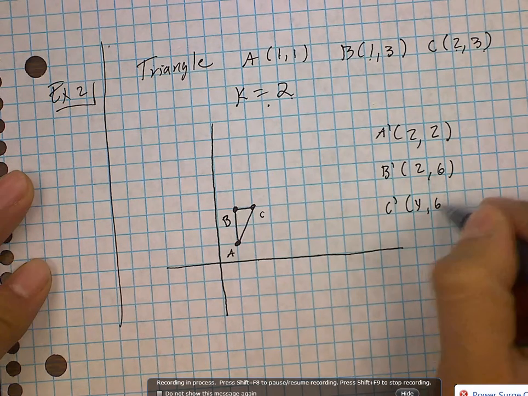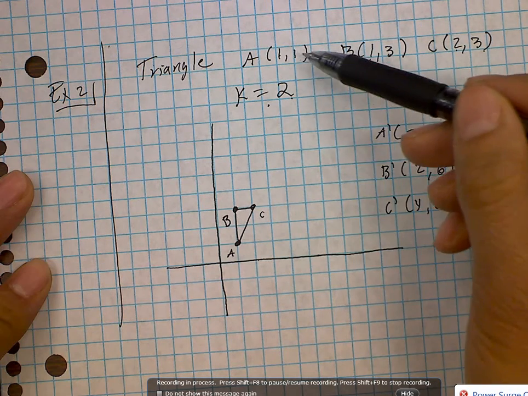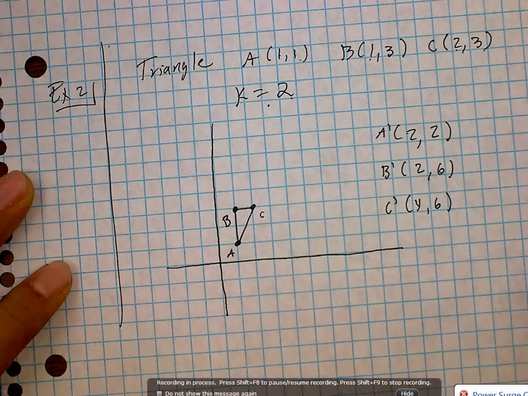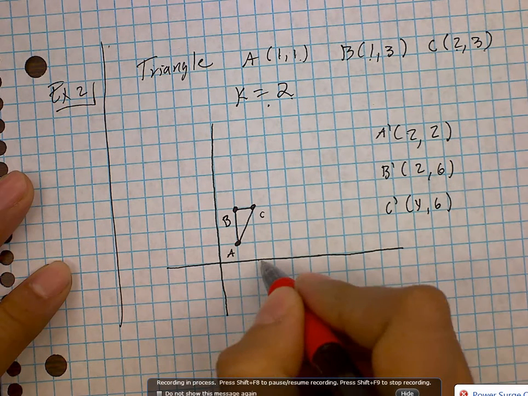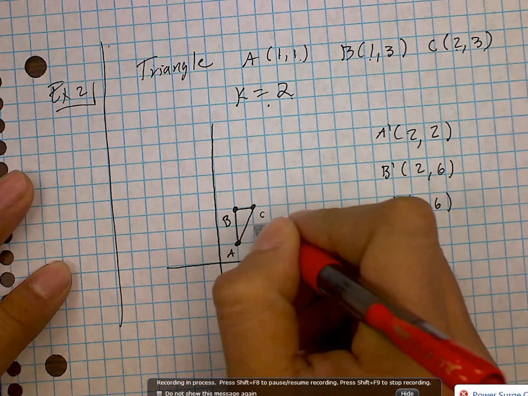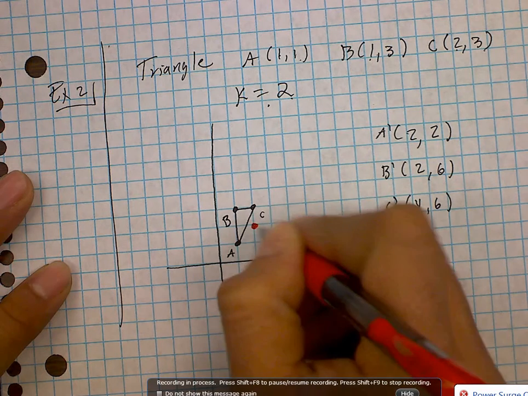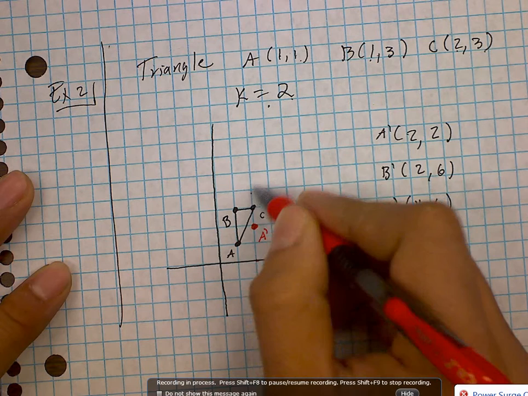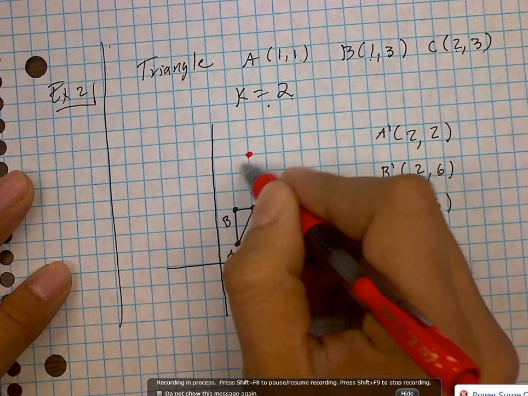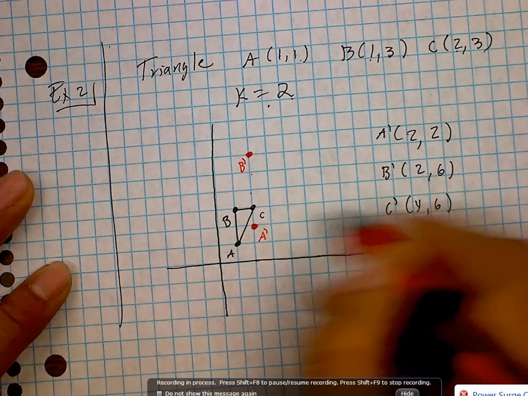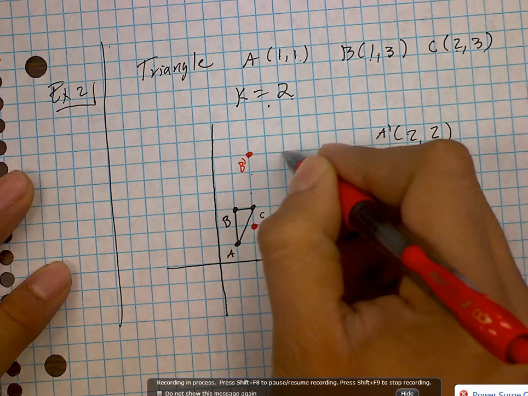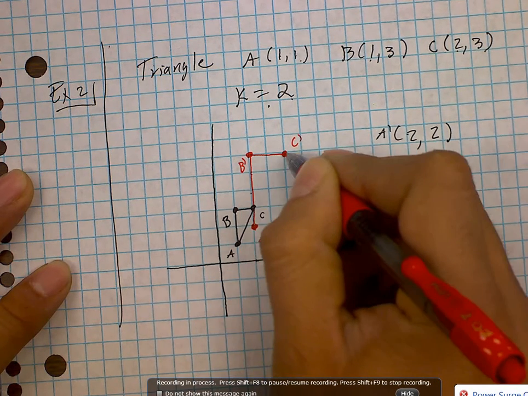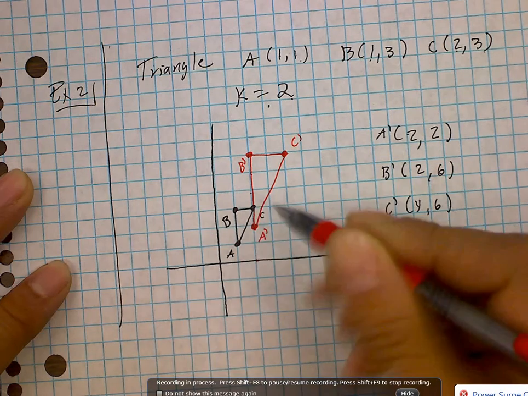As you can see already, this point is bigger than that one, and same for that one, same for that one. So let's go ahead and plot them. For A prime, you go to (2, 2). So it's right here. Here's A prime. Now B prime is at (2, 6), so it's 2, 3, 4, 5, 6. Here's B prime. And C prime is at (4, 6). It's 3, 4. And here we go. As you can see, the picture was enlarged from this one to that one.